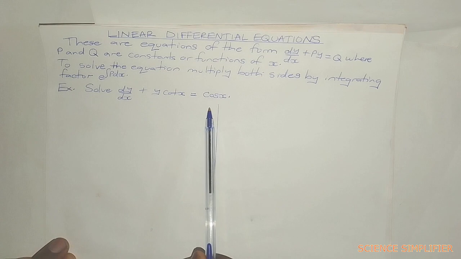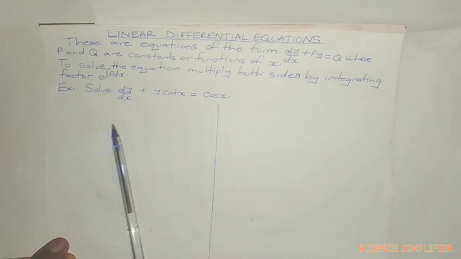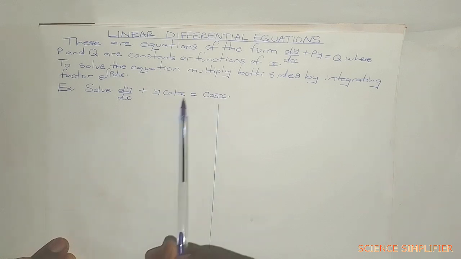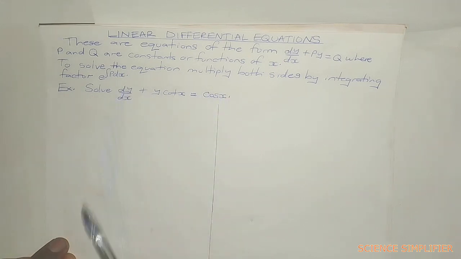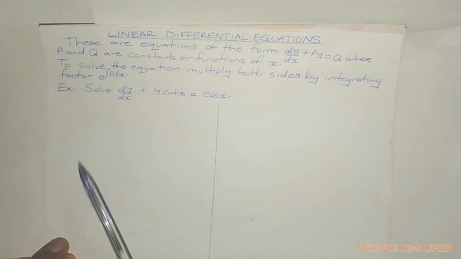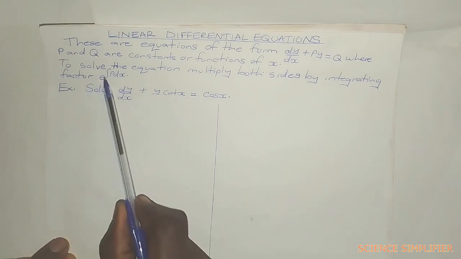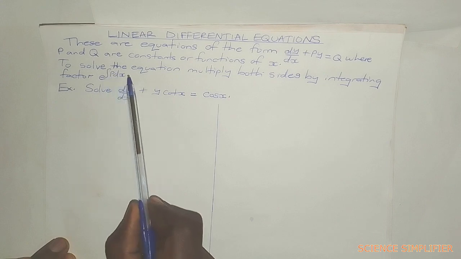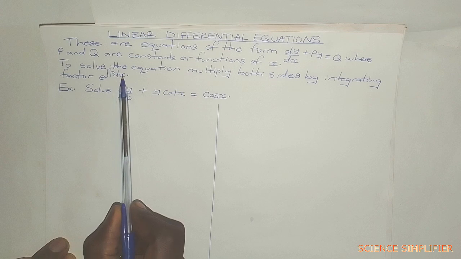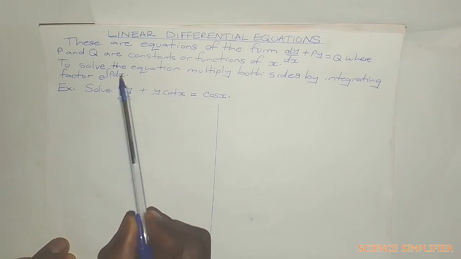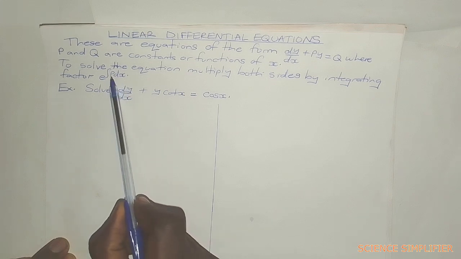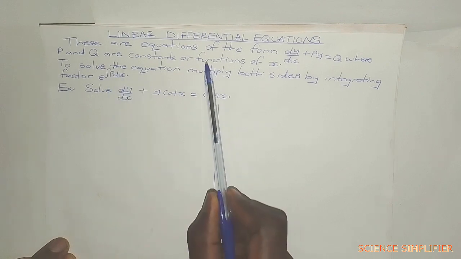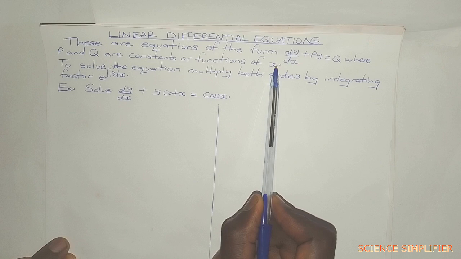Now, to make them exact, initially we obtain what we call the integrating factor. After obtaining the integrating factor, you multiply throughout by the integrating factor. The integrating factor is just equal to e to the integral of P dx. As you are seeing here, dx indicates that this P is just a function of x.